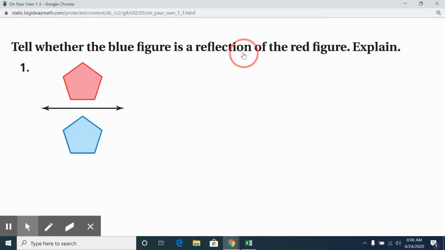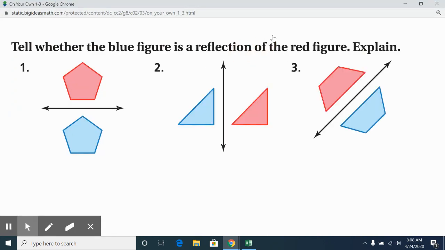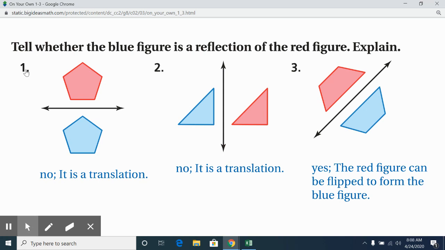Get an idea in your mind quick of what you think these answers are. So pause the video. When you come back, answers will be up. Okay. So again, 1 and 2 here are just slides, so those are translations. Number 3, yes, the figure can be flipped, so it is a reflection.